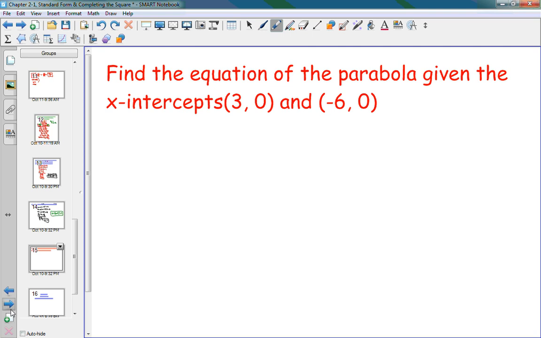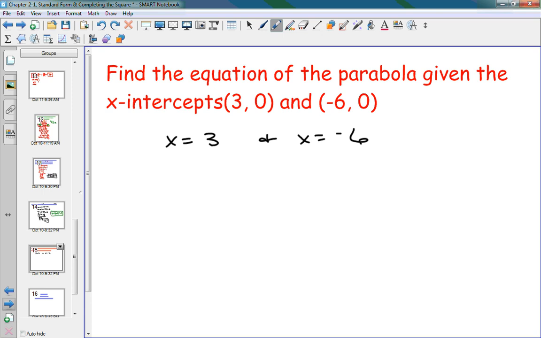Okay, find the equation of the parabola given the x-intercepts, 3, 0, and -6, 0. There are more than one option here. Okay, you can have multiple answers. I'm going to show you the quickest and easiest way to find the equation. To be an x-intercept, what does that mean? It crosses the x-axis, which means y is always the value 0. Which means x, in this case, is going to be what? 3 and -6. What you're telling me is x equals 3 and x equals -6.